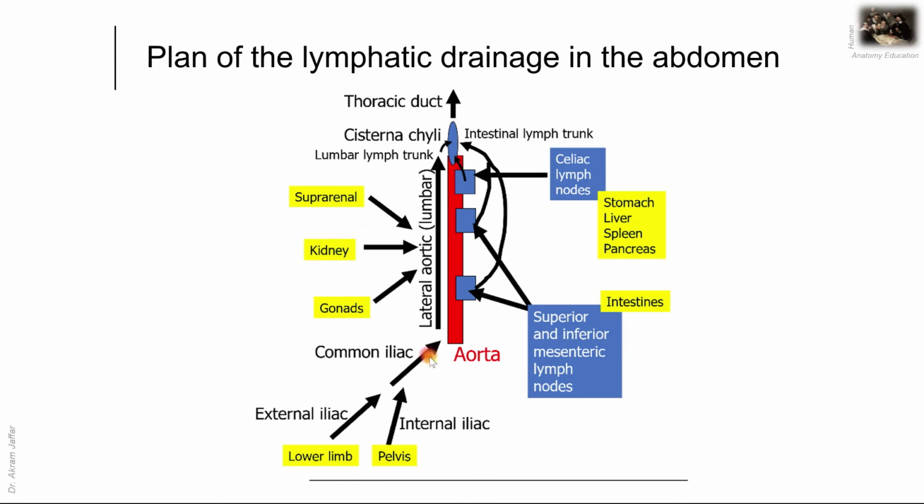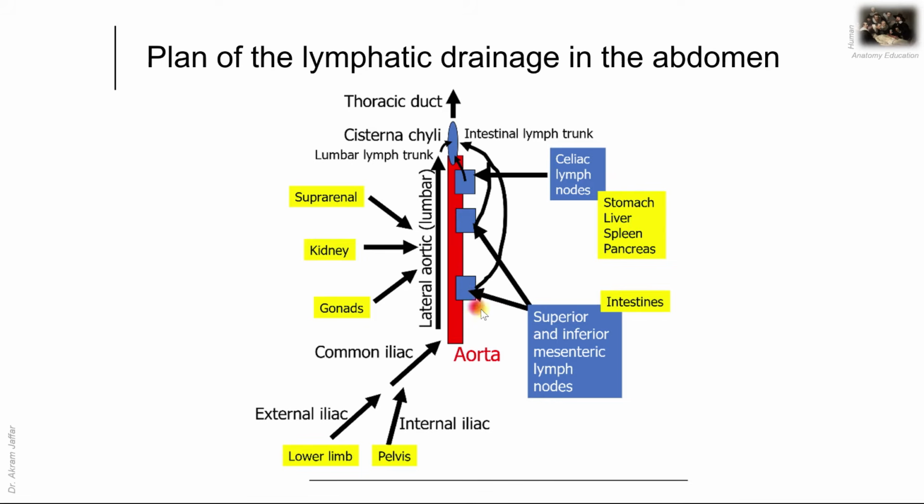So the common iliac lymph nodes drain the lower limb and the pelvis, and they will go to the lateral aortic or para-aortic or lumbar lymph nodes that also drain retroperitoneal structures such as the suprarenal gland, the kidneys, and the gonads, although the gonads are not located in the abdomen, but their blood vessels arise from or are connected to the abdomen. Ultimately, these lymphatic vessels will form a lymph trunk. Remember, we have lymph trunks in the neck, like the jugular lymph trunk. Here we have a lumbar lymph trunk.